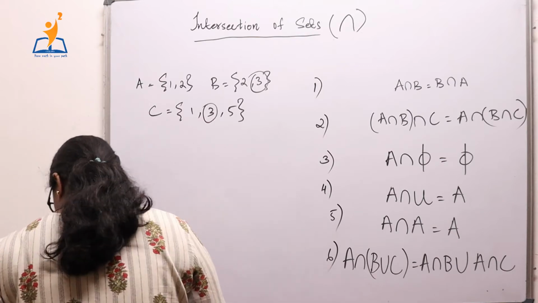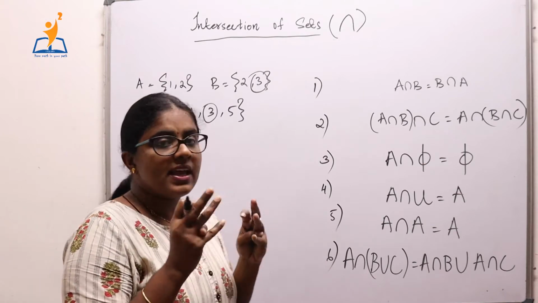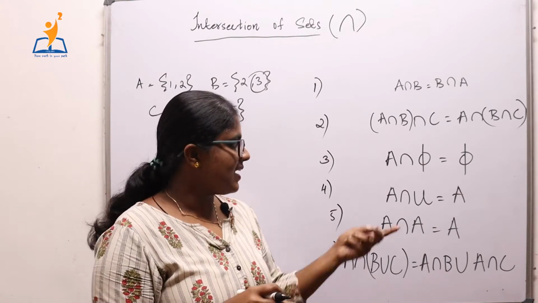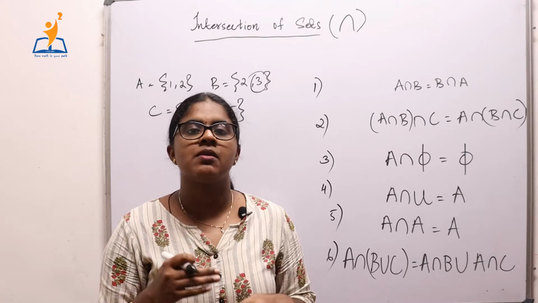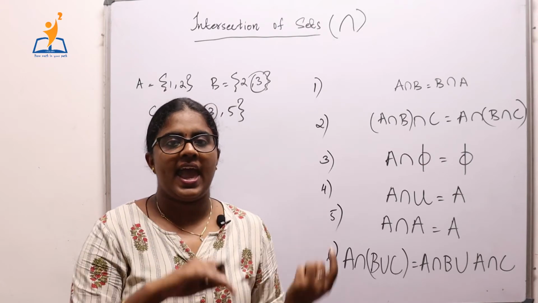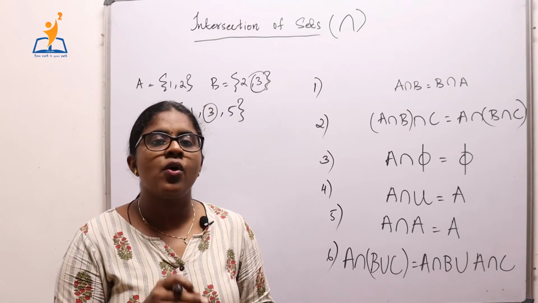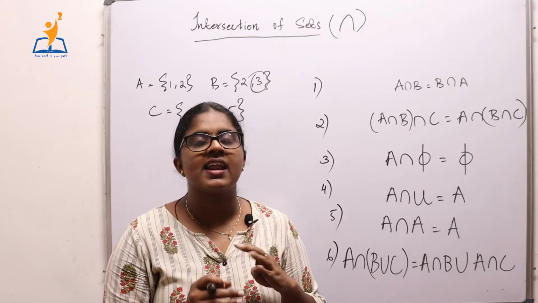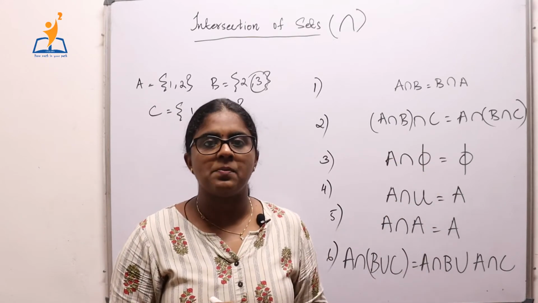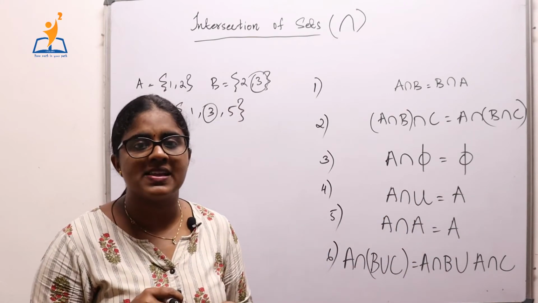Now what is A intersection 5? And 5 means empty set and A is any set. A intersection 5. So which are the elements common to both 5 and A? Since 5 contains no elements, there is no element to intersect with A, so we can say that their intersection should also be an empty set, that is 5.